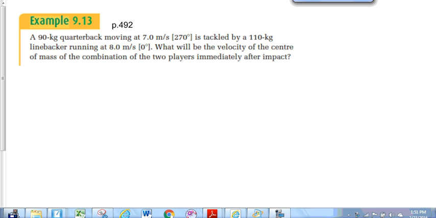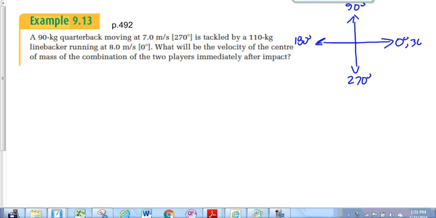Now, the other thing that we got to think about here is the direction. We're not real familiar with this frame of reference here. This is 0 degrees, this is 90, this is 180 degrees, this is 270 degrees. This could be 0 degrees, or you could go back to 360 degrees. So if you've got a 270 degree angle, that means it's going this way. If you've got a 0 degree angle, it means it's going this way.